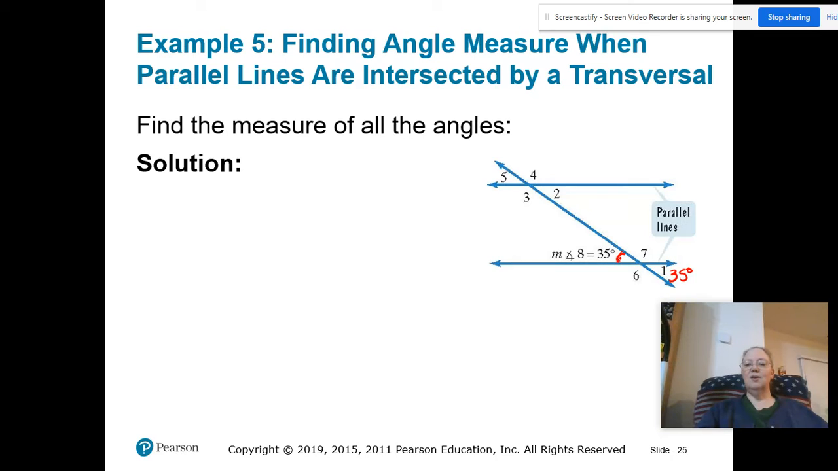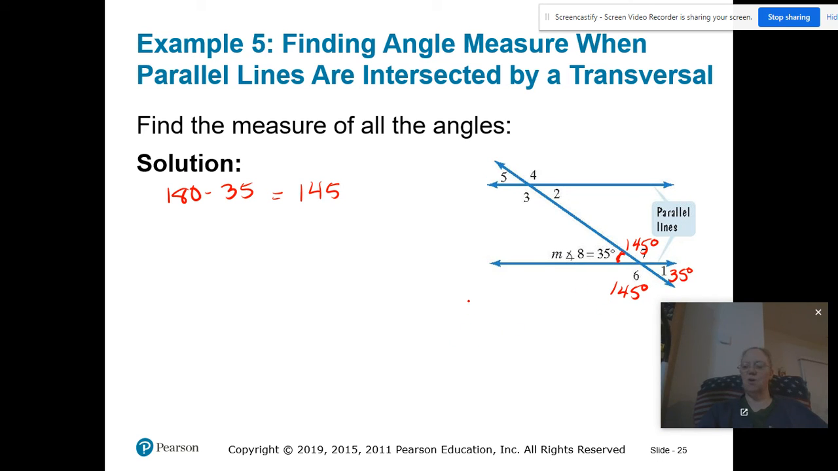We know that angle 8 and angle 7 are supplementary, so they have to add up to 180. So we take the total minus the angle we know. 180 minus 35 should be 145. And then angle 7 and angle 6 are also vertical angles, so that one is also 145. All right, so I've got all 4 of these so far. And now I want to start with these.